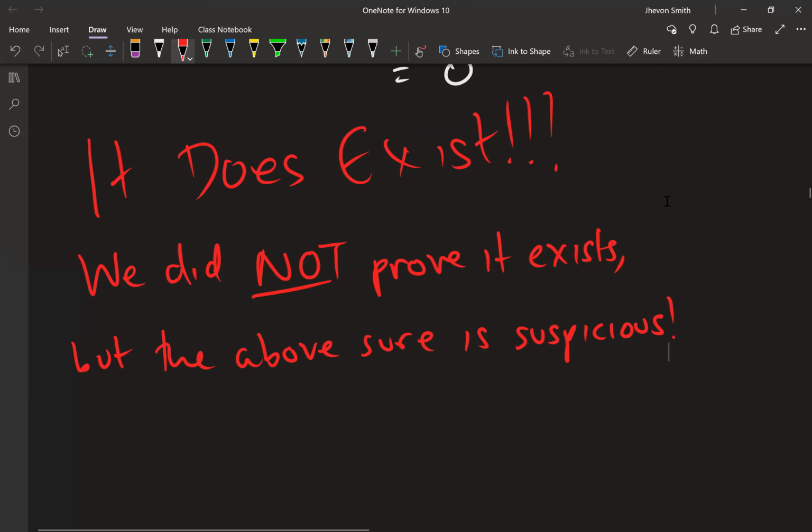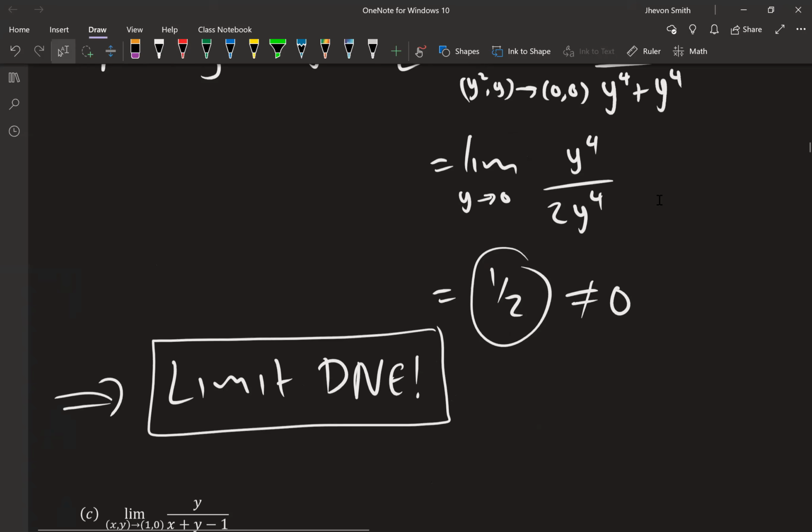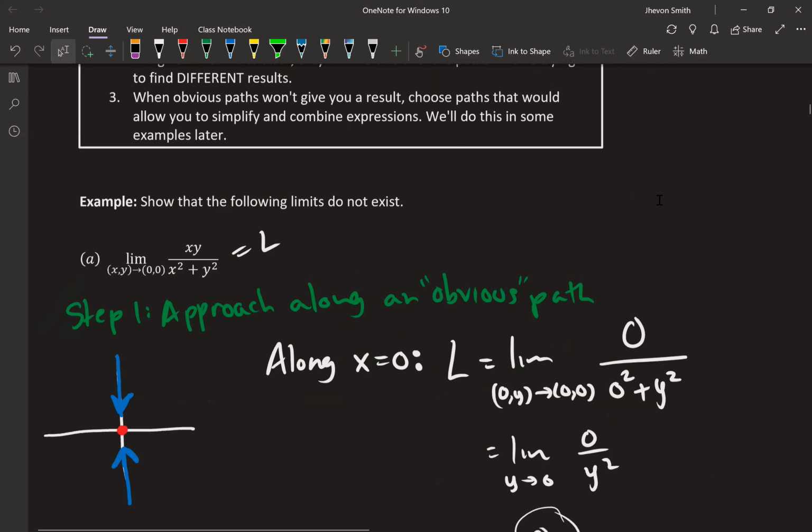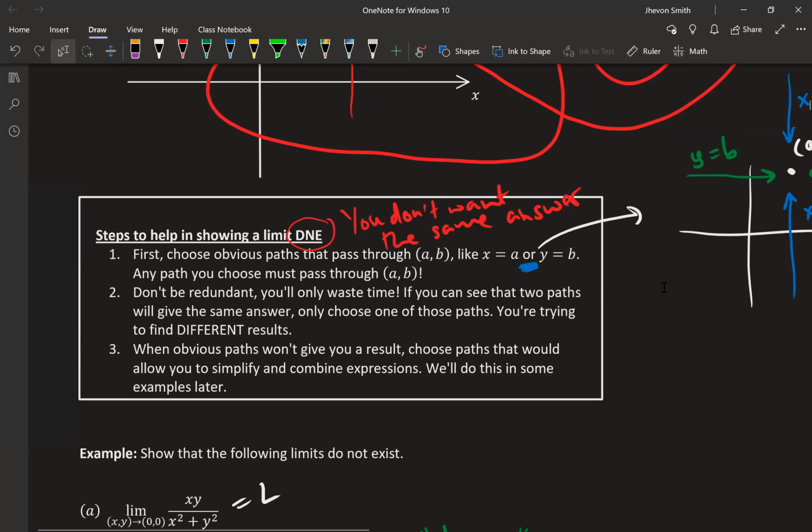So here's the beauty of this method. I wouldn't really say it's a method that works very well in the general world of math, but for a Calc 2 class, this method is awesome. Like I said, it's not general, but in a Calc 2 class, if this method can't show you that a limit does not exist, then probably the limit exists, which now we're going to get into the question of dealing with.